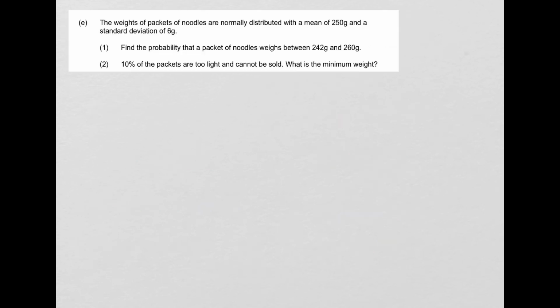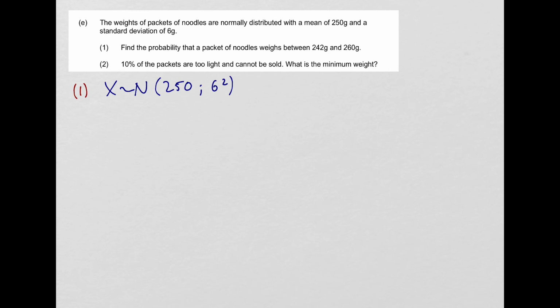All right, question E. The weights of packets of noodles are normally distributed with a mean of 250 grams and a standard deviation of 6 grams. 1. Find the probability that a packet of noodles weighs between 242 grams and 260 grams. Okay, so firstly, let's just write down the normal distribution. All right, so X is normally distributed with a mean of 250 and a variance of 6 squared, or a standard deviation of 6.